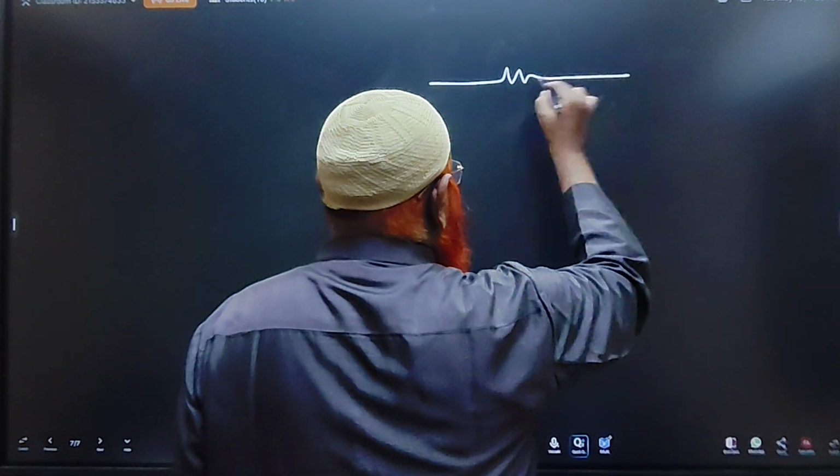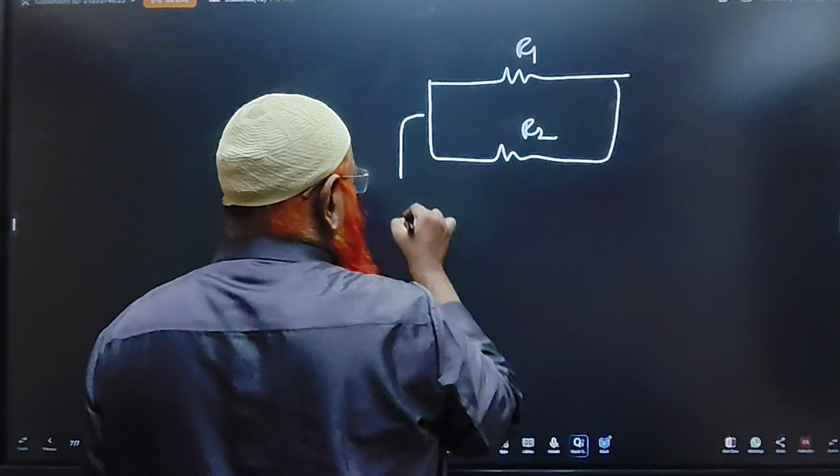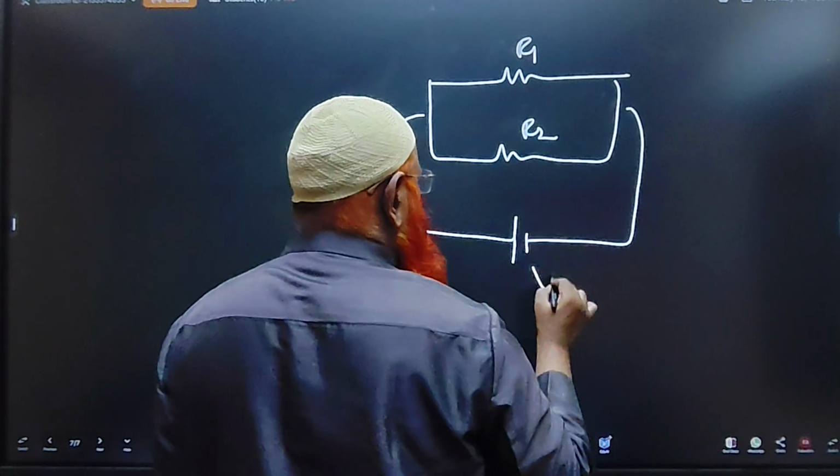Now one resistance is here, and another resistance is connected in parallel. This is R1, this is R2, and they are connected to a single potential, that is V.